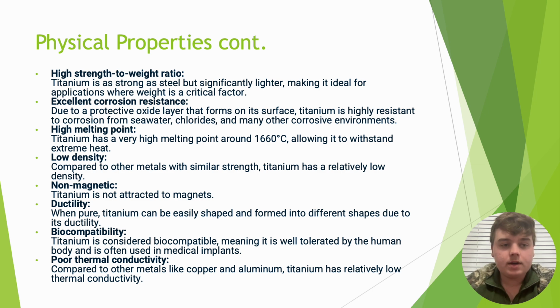High melting point. Titanium has a very high melting point, around 1660 Celsius, and this allows it to withstand extreme heat. Titanium also has a low density compared to other metals with a similar strength. Titanium has a relatively low density. Non-magnetic. Titanium is not attracted to magnets. The ductility. When pure, titanium can easily be shaped and formed into different shapes due to its ductility.